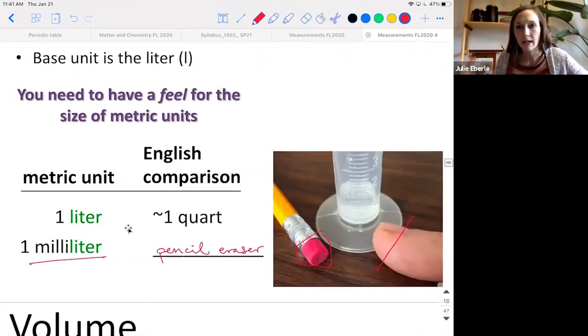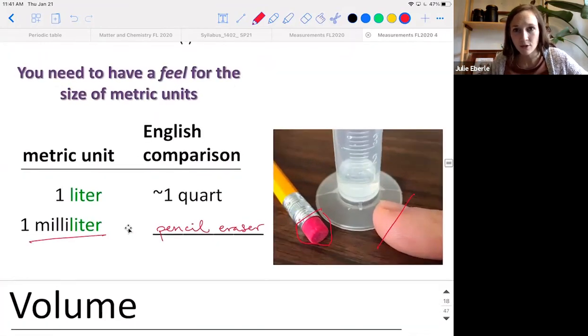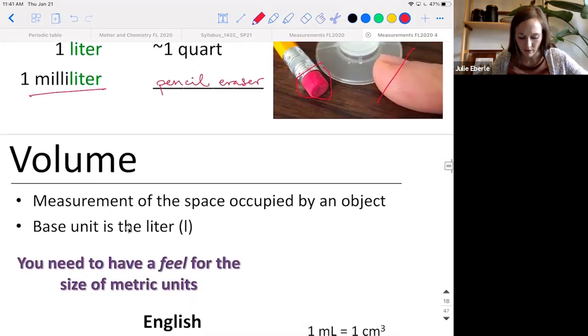So again, I'm just giving you tangible feels for how big these units are. I think this is important for you to know. One, you can double check yourself sometimes without doing any math. Does my answer even make sense on certain problems if I know how big these units are? Sometimes you can just check yourself with common sense, if you have a tangible feel for this stuff.